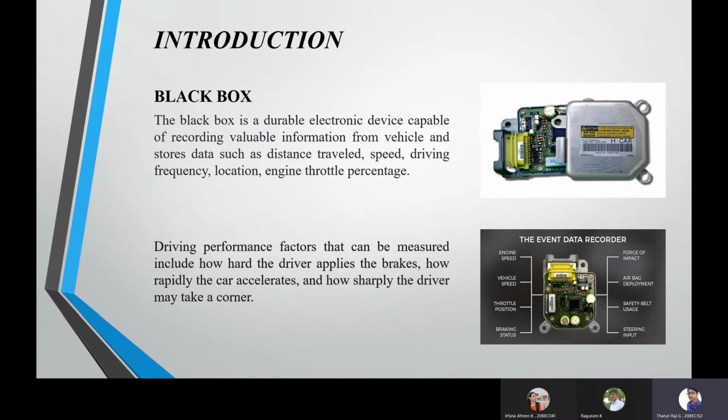BlackBox. So, starting with the project introduction, BlackBox is an electronic device which is capable of recording various types of information from the vehicle as listed here, that is speed, driving frequency, location and the percentage of the engine throttle. It can also record values such as car acceleration, how sharply the driver takes a corner. The other name of the black box is the event data recorder.